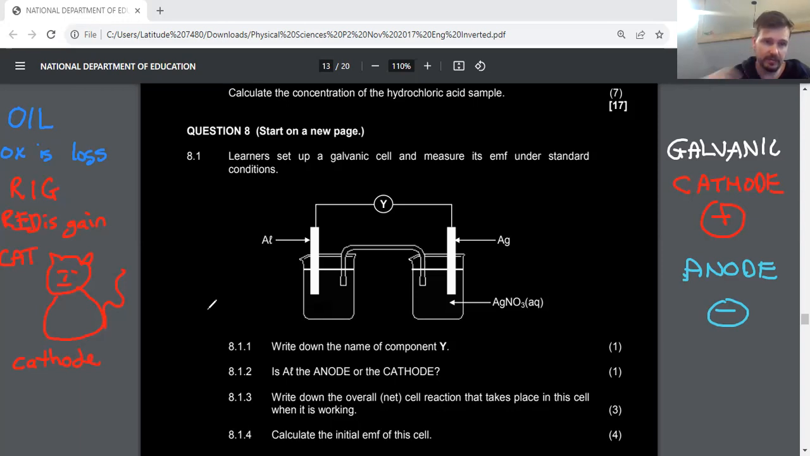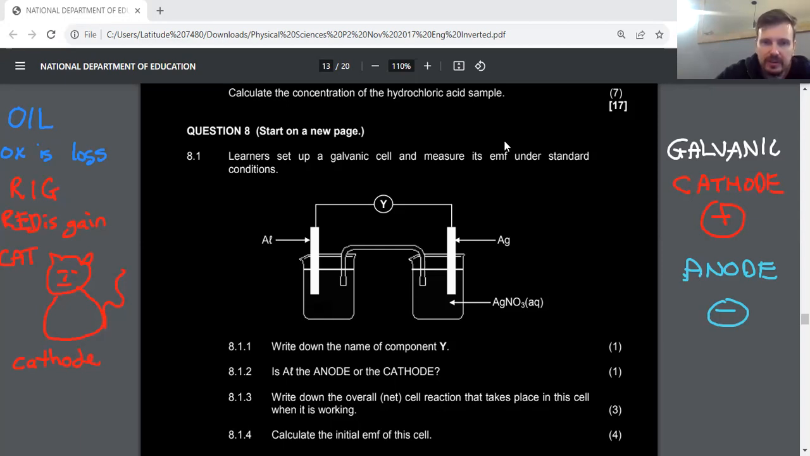So we've learned oil rig and we've learned red cat, and those are kind of standard. So oxidation is always loss, reduction is always gain, and reduction always takes place at the cathode, even if the cathode and the anode positive and negative are switched. Don't worry, reduction always takes place at the cathode.